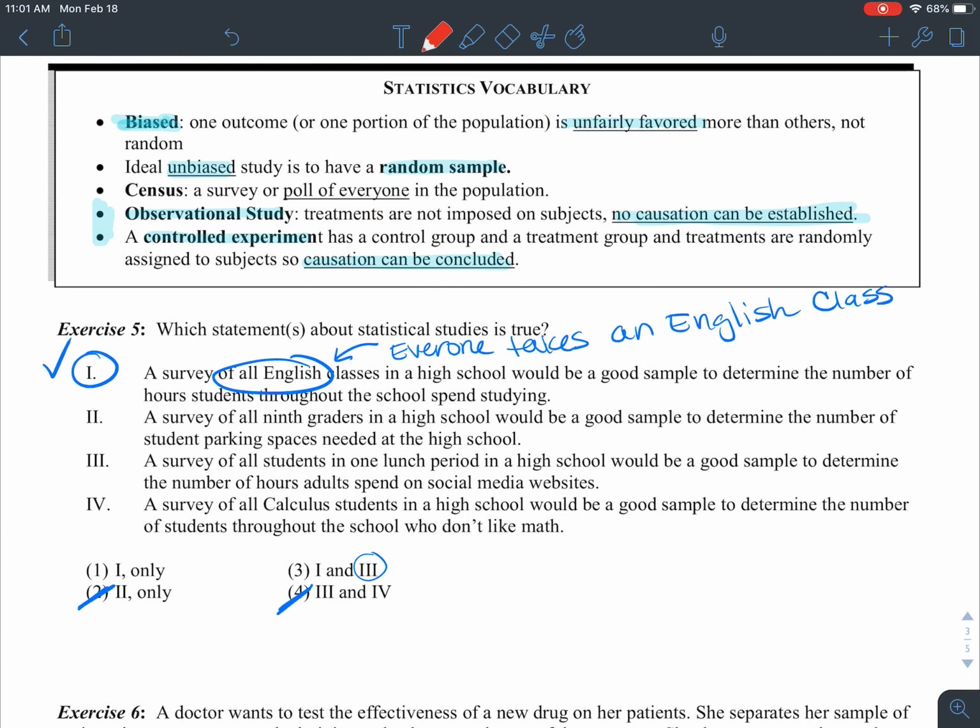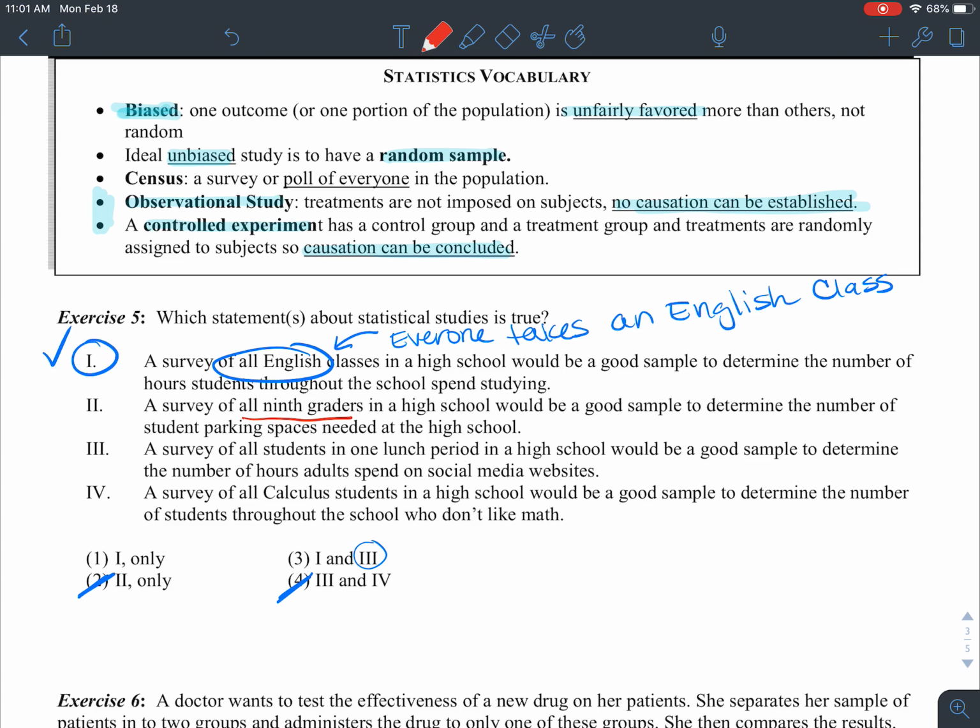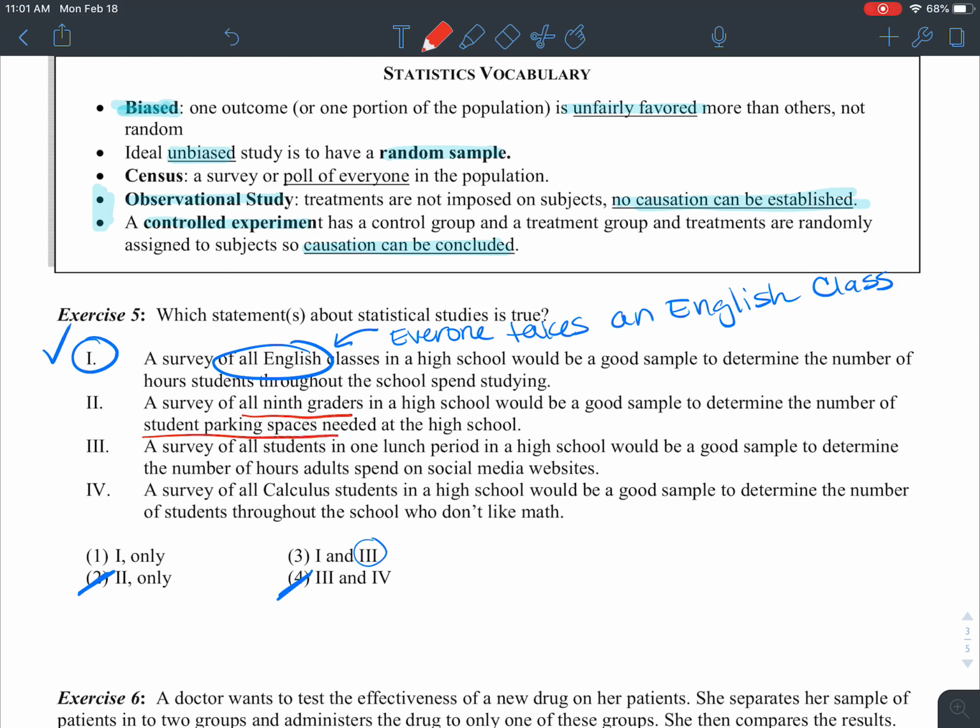So number 2. A survey of all 9th graders in a high school would be a good sample to determine the number of student parking spaces needed. Now, is that an appropriate group to answer this question? 9th graders don't drive. They're too young, so that's not an appropriate group. So that would be my reasoning there. 9th graders don't drive, so that would be a biased sample. I mean, it's not really biased because it's not random. It just doesn't actually support the population that you're looking for.